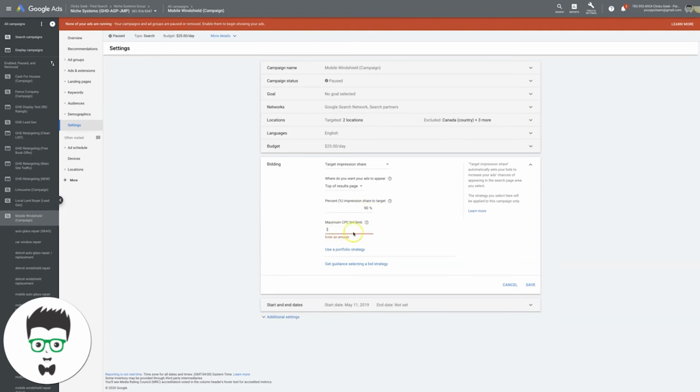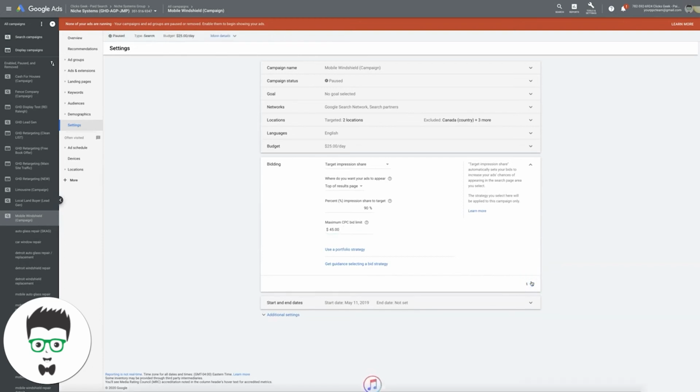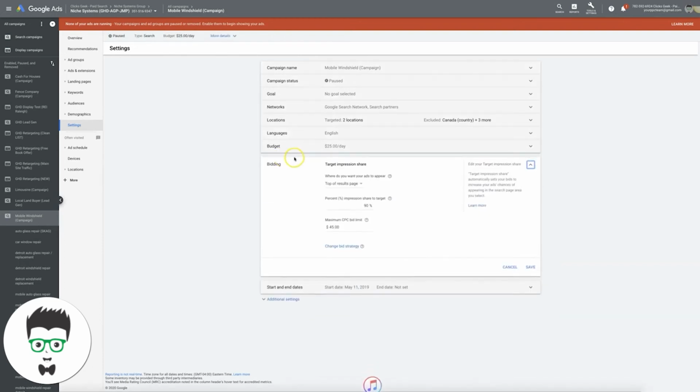Then you come down here and set your max CPC limit, which I think we said was $45, something like that. Then you just hit save. That's it. You're set up to do target impression share. You're letting Google's algorithm do all of your bidding for you. You have no control over the bidding except for the max cost per click you told Google you do not want to spend over. That's pretty much it. Really simple, really self-explanatory. This can work really well in smaller markets.